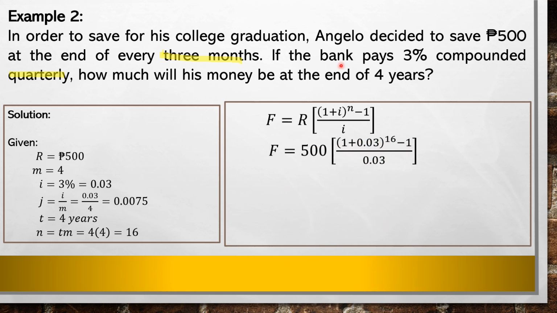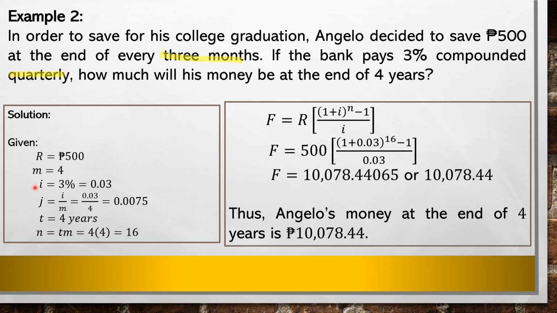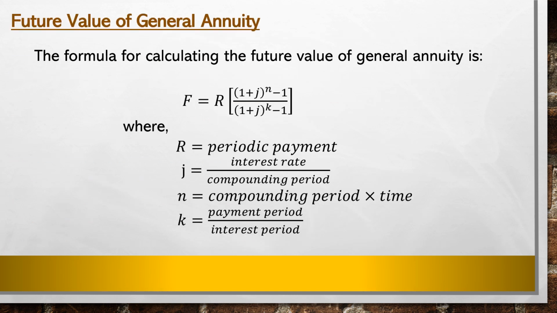Substitute to the formula again. R is 500 times 1 plus I, which is 0.03, raised to 16, minus 1, all over I, which is 0.03. If we compute that, the result is 10,078.44065, or 10,078.44. So therefore, Angelo's money at the end of 4 years is 10,078.44 pesos.